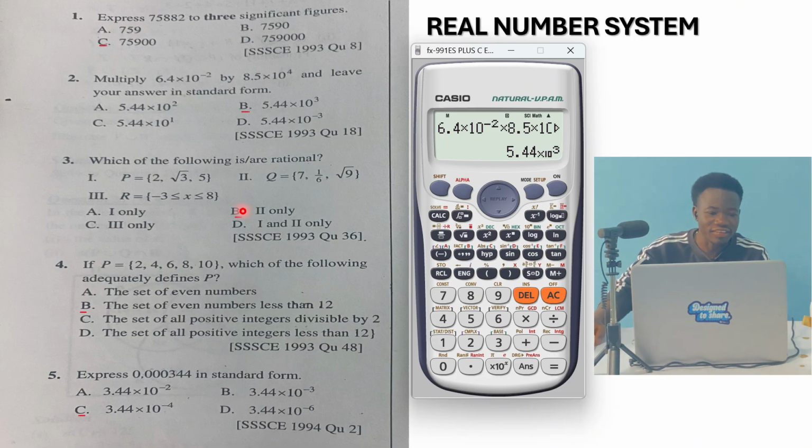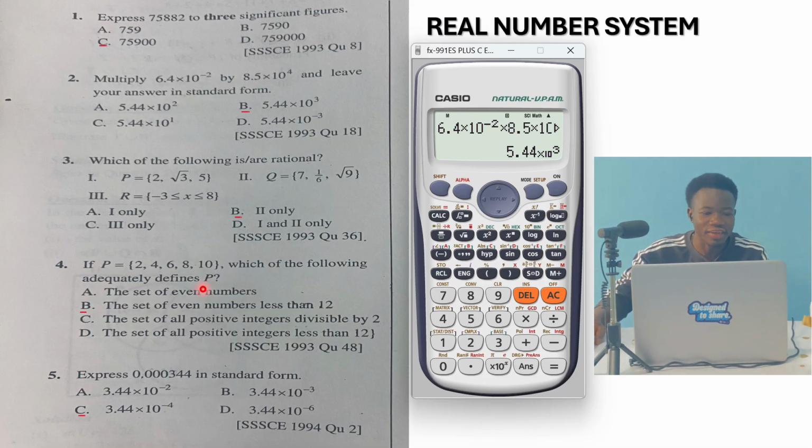Okay. The next one is question 4. If P is equal to 2, 4, 6, 8, 10, which of the following adequately defines P? So here it also doesn't demand you to use what? The calculator. But what you have to do is to be able to understand what a set is and what even numbers are to be able to draw a conclusion to this.